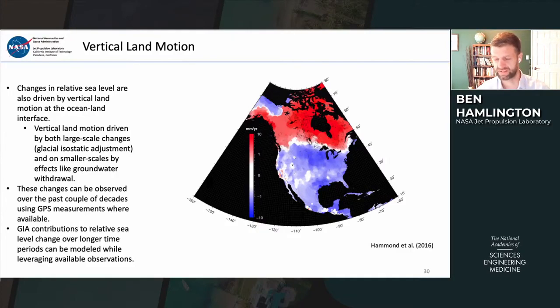So one noteworthy thing from this in particular, if you look at the East Coast of the United States, you see broad scale subsidence on the order of 2 to 5 millimeters per year. So not a small contribution from subsidence. If you look at the West Coast, conversely, you do see some areas of uplift associated with some different signals. But again, with these observations, we can get a pretty good idea of what's happening on these broad scales. And then also GIA contributions to relative sea level change occur over longer time periods. So these observations here are reflective, in part, of GIA changes. And these have to be modeled, and available observations can be leveraged to improve those model estimates. Again, that's going to be talked about in some of the subsequent talks.